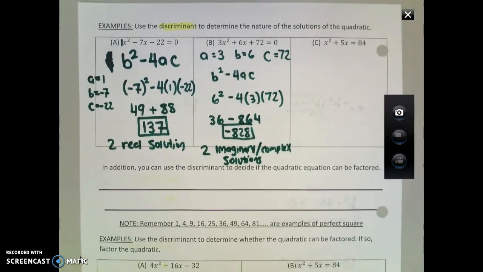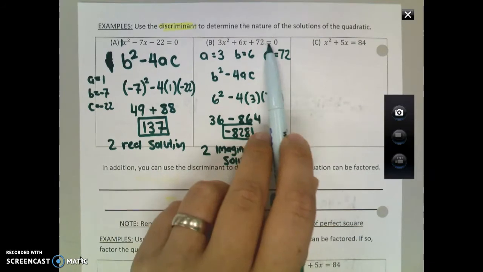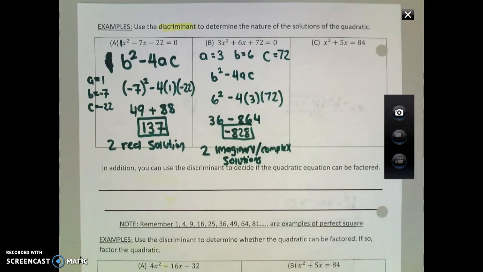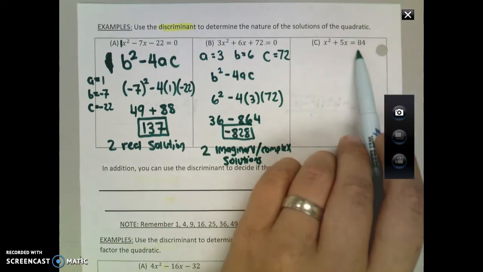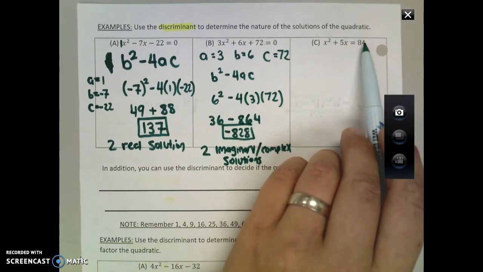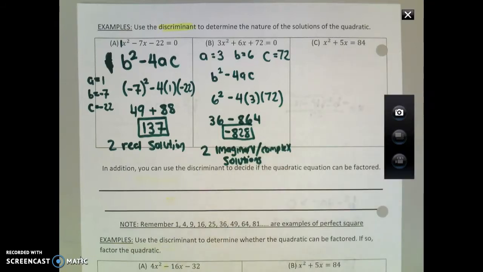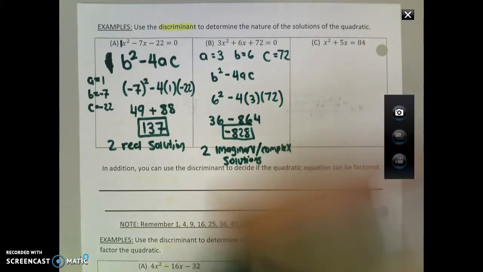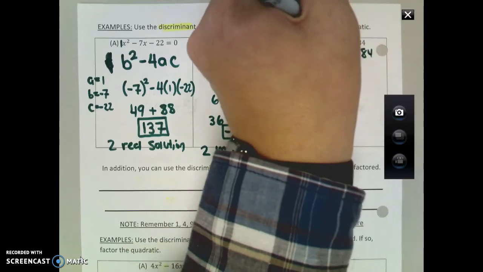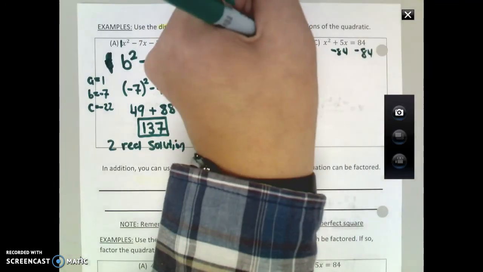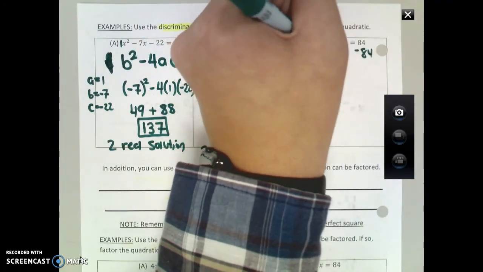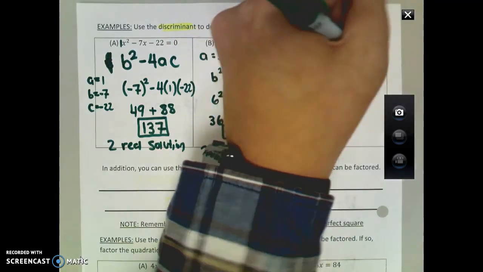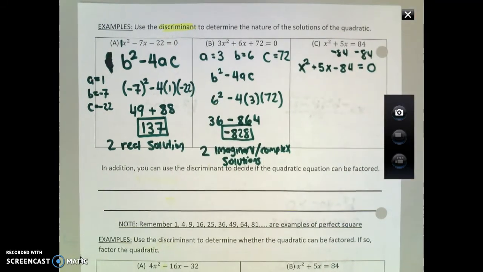One thing to keep in mind with these examples is notice how I still have it set equal to 0, as if I was going to use the quadratic formula. So you still need to set the equation equal to 0, and so example C shows you that you need to actually be aware of that. The fact that I have the 84 on the right-hand side tells me that I need to move it over before I solve using the discriminant. So if I subtract 84 from both sides, the quadratic I'm working with is x squared plus 5x minus 84, and that's equal to 0. So now I can use the discriminant.